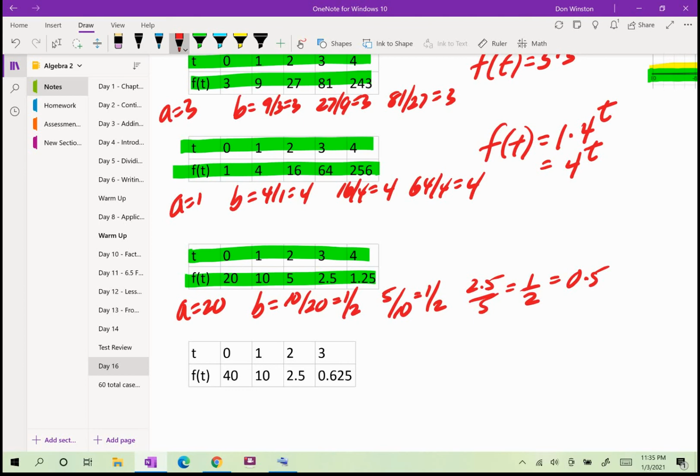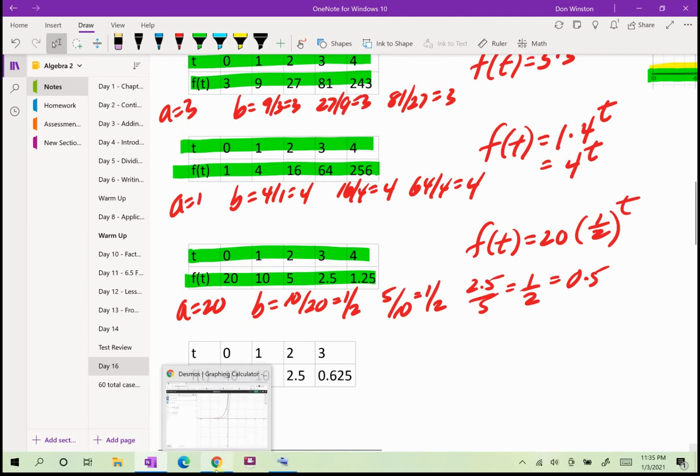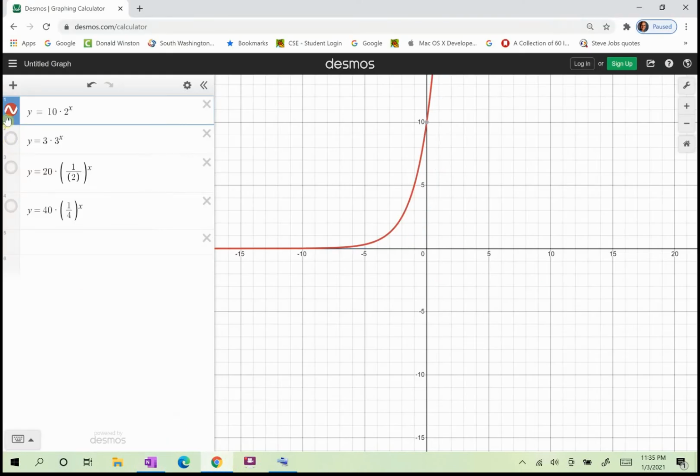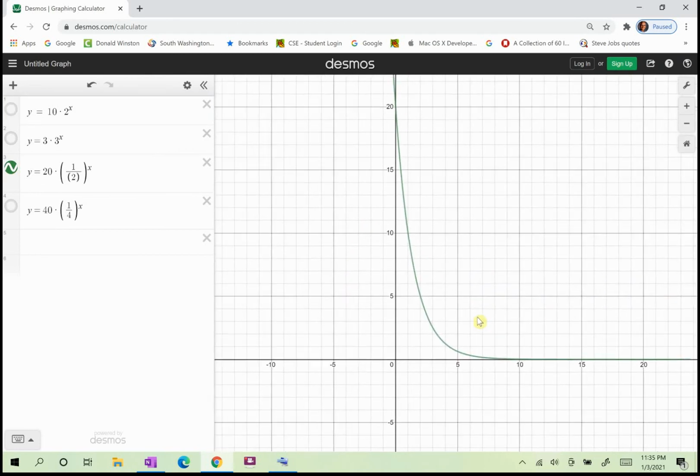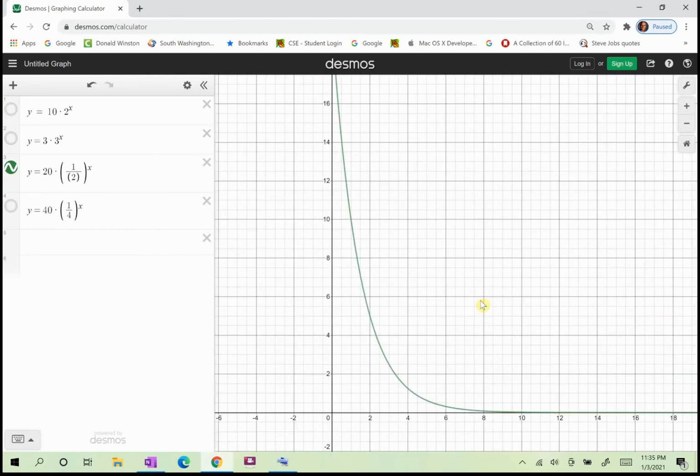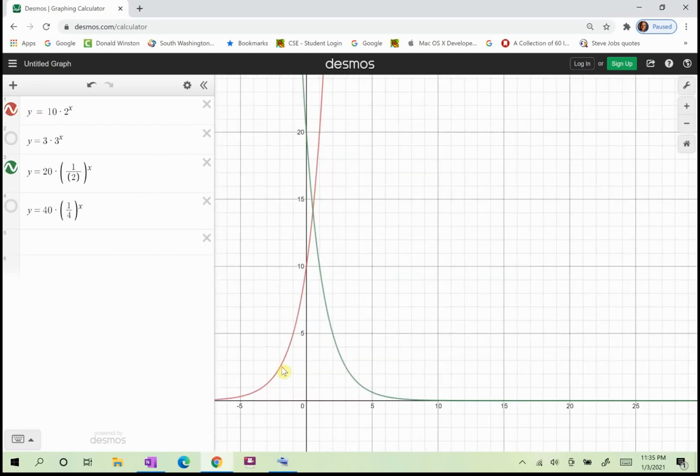So the exponential function that models this table is f of t equals my initial amount, a, which is 20, times my multiplier, 1/2, or 0.5, raised to the t. Now, if I go out to Desmos and graph that one, 20 times 1/2 raised to the x, you see that graph is decaying very quickly. In comparison, y equals 10 raised to 2x is growing very quickly.